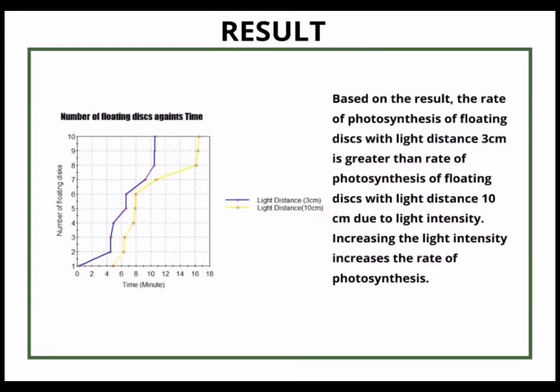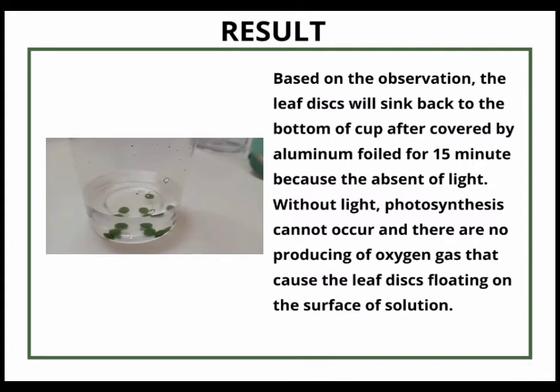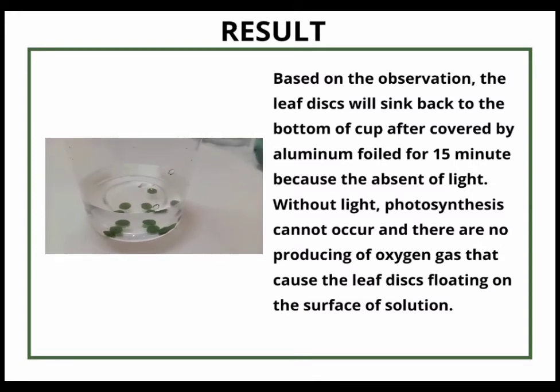Based on the result, the rate of photosynthesis of floating discs with light distance 3 cm is greater than the rate of photosynthesis of floating discs with light distance 10 cm due to light intensity. Increasing the light intensity increases the rate of photosynthesis. And then, based on the observation, the leaf discs sink back to the bottom of the cup after being covered by aluminium foil for 15 minutes because of the absence of light. Without light, photosynthesis cannot occur and there is no production of oxygen gas that causes the leaf discs to float on the surface of the solution.